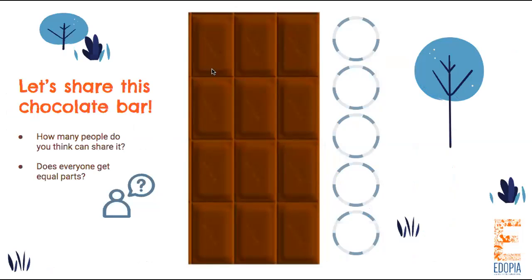Okay, what do you see over here? This is a chocolate bar. How would you like to share it? This is a whole chocolate bar. How many people do you think can share it? Do you think you can represent it in the form of a fraction? Submit your answers and your responses in a video or an audio. I would love to hear your replies.